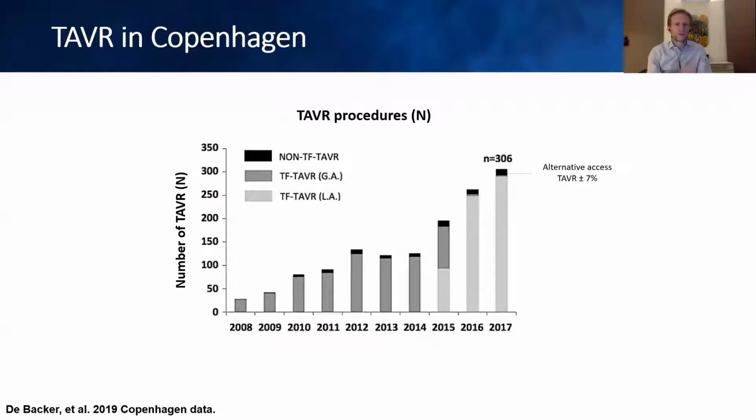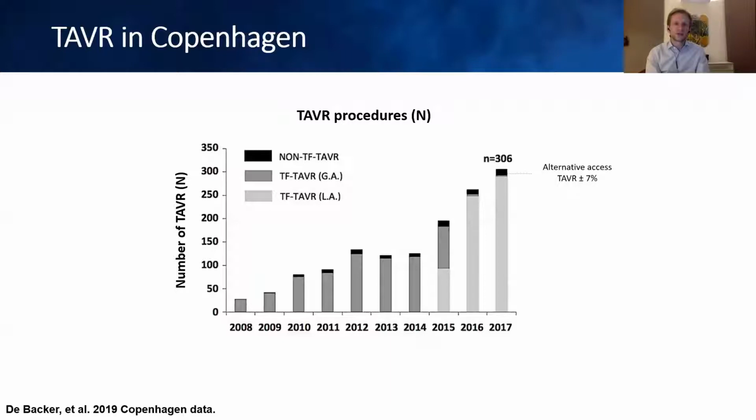First, a very short, small introduction. Which center are we? We are a center in Copenhagen, Denmark, the capital. And as you see, this is the evolution of our volume. We started in 2008. Currently, now in 2019, we did close to 400 TAVR cases. We are with 3 operators, so we can say we're a fairly large center.